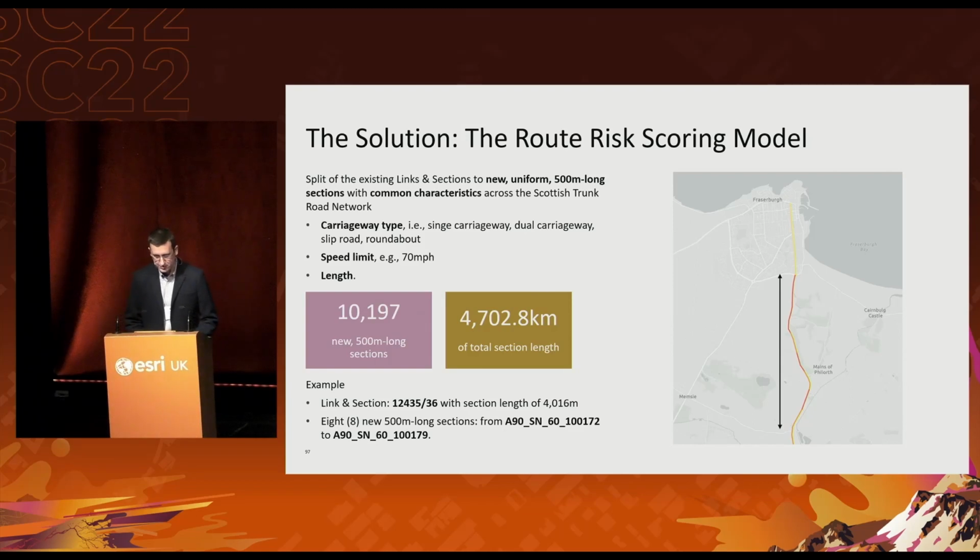As part of the route risk scoring model, the existing links and sections of the Scottish trunk road network needed to be processed to create new uniform 500-meter long sections. The new sections should have common characteristics: carriageway type, speed limit, and length. Altogether, over 10,000 new sections were created with over 4,700 kilometers of total section length. In this figure, you can see an example of a linked section being split into 8 new sections.